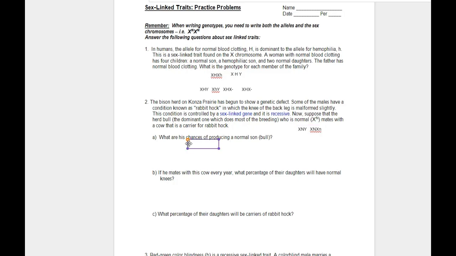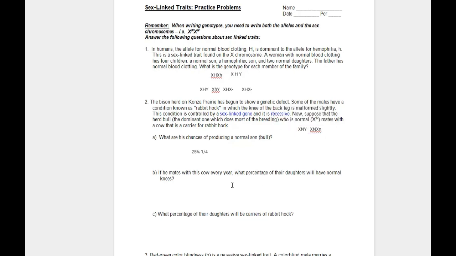If these 2 mate, and I probably should have done it in a Punnett square, what's the chance? We did this on the board, and the chance is 25%, or you could put 1 out of 4. The reason is that the small n will go to 1 out of the 2 males. So if he mates with his cow every year, what percentage of their daughters will have normal knees? Well, remember, of his daughters, is it going to be 50%?